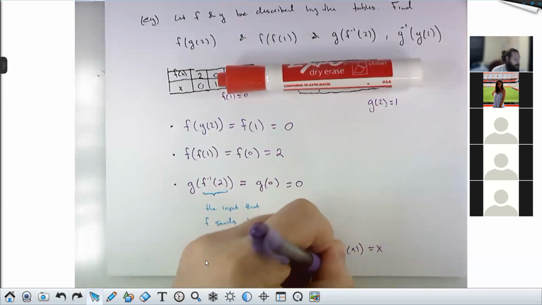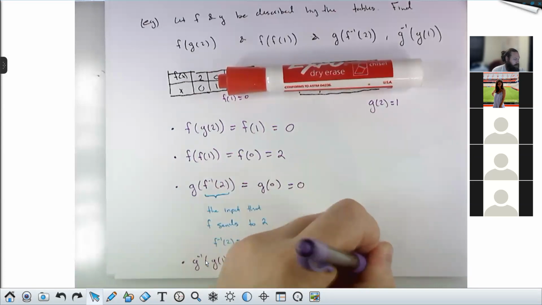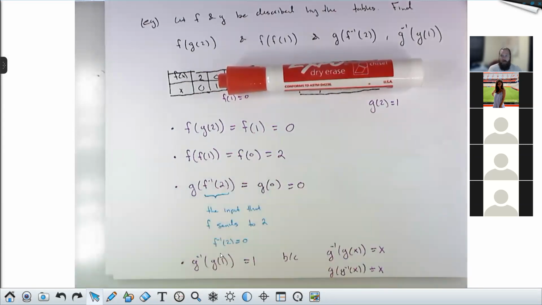And this is true in the other way as well. g of g inverse of anything will always just be that thing. The word I was looking for there is cancel, right? In a sense, g inverse and g, when you plug them into each other, they cancel, just like logs and exponentials or squares and square roots.